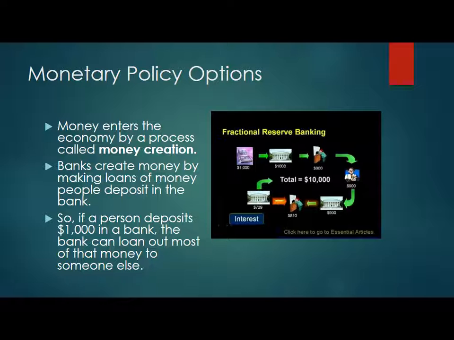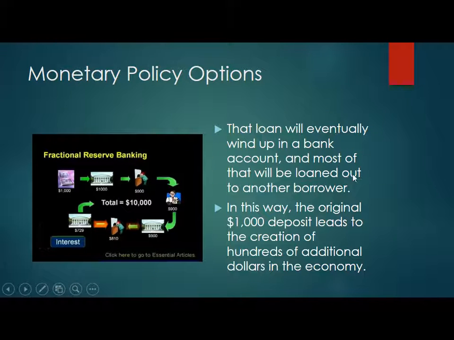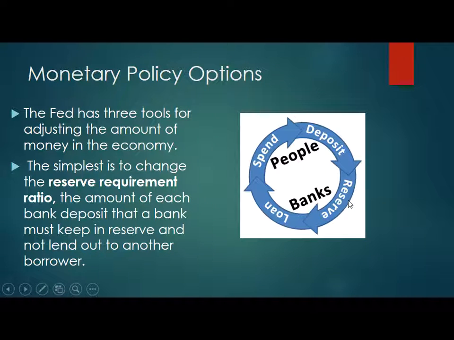So if a person deposits $1,000 in the bank, the bank can loan most of that money out to somebody else. That loan will eventually wind up in a bank account, and most of that money will be loaned out to another borrower. In this way, the original $1,000 deposit leads to the creation of hundreds of additional dollars in the economy. The Fed has three tools for adjusting the amount of money in the economy.